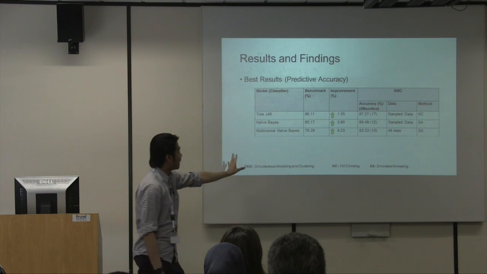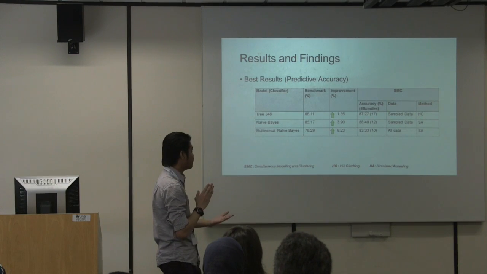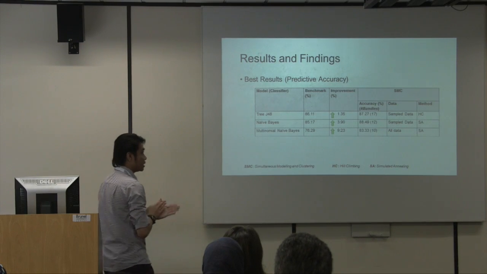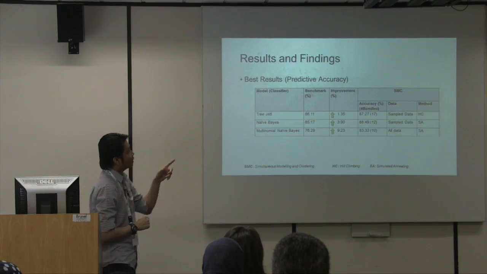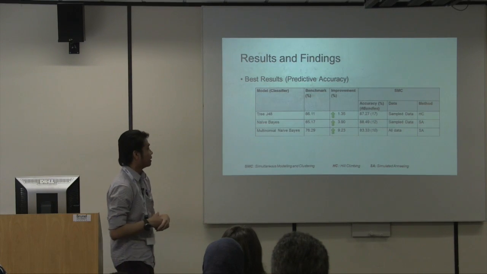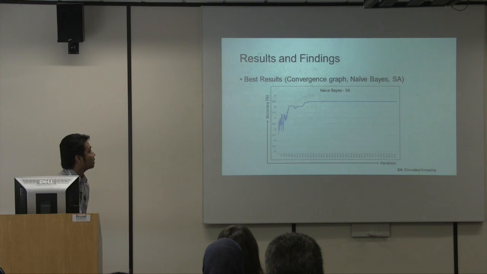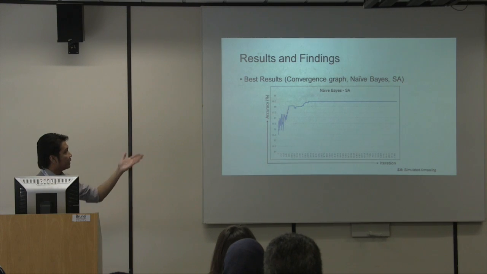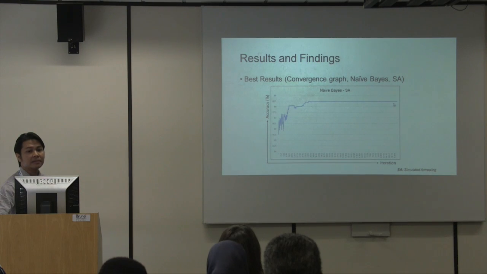And this is for multinomial naive Bayes, improved by 9%. It's quite good, but as I said, multinomial naive Bayes is not that good in accuracy, but it's very efficient, it's a very fast classifier. This comes from the all data experiment using the simulated annealing method. So I have one convergence graph from naive Bayes, coming from the simulated annealing method. This is how the search was done by this method. Basically it starts from here and converges up to this point, and it couldn't find a better result after that. It's about 10,000 iterations.